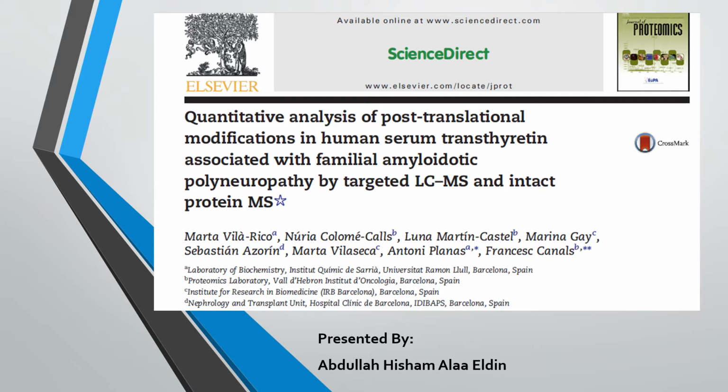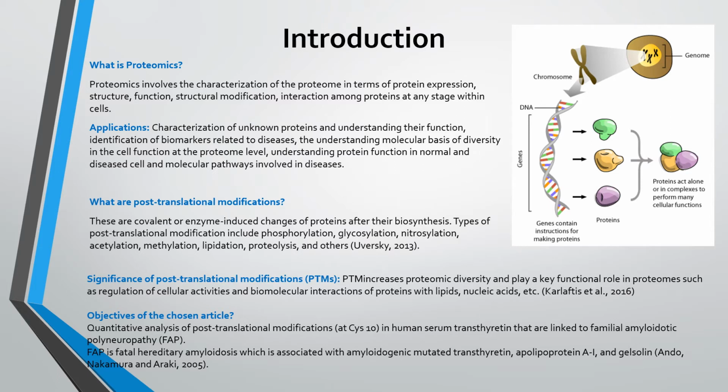Today I'll be presenting the article titled Quantitative Analysis of Post-Translational Modifications in Human Serum Transthyretin Associated with the Familial Amyloidotic Polyneuropathy by Targeted LC-MS and Intact Protein MS. The article was published in 2015 in the Journal of Proteomics, and the study was conducted by multiple researchers in Spain. Before directly moving into the context of the chosen article, I will present a brief overview of proteomics to highlight why I have chosen this particular article for presentation.